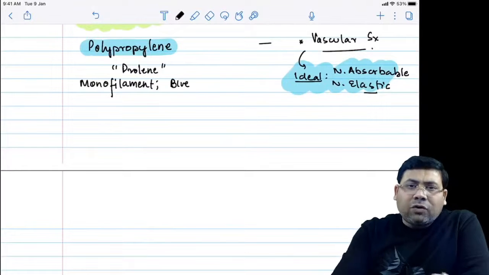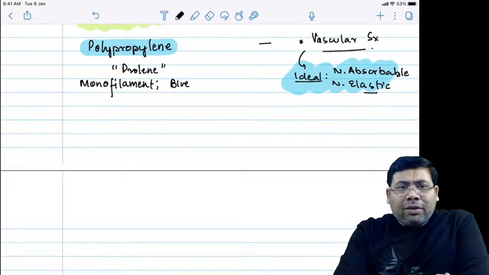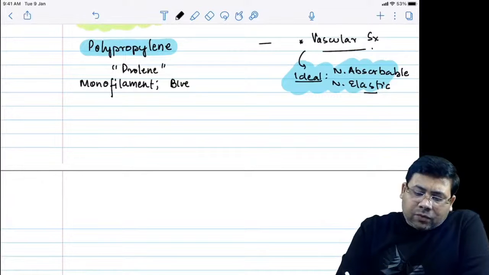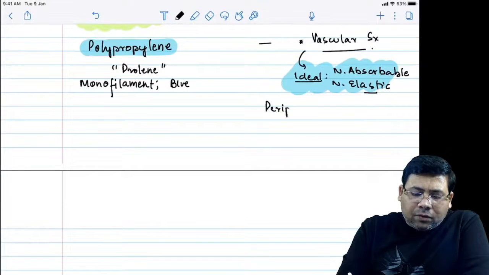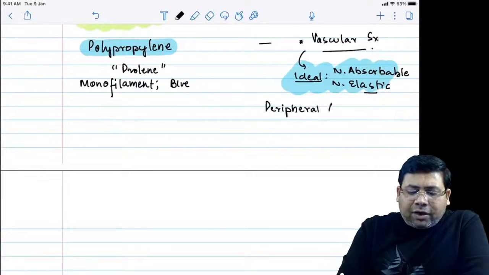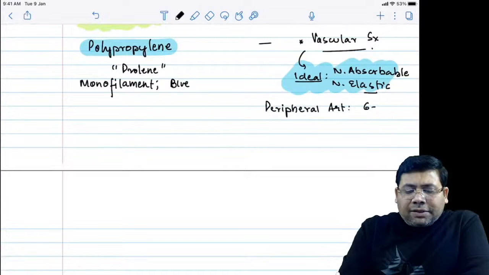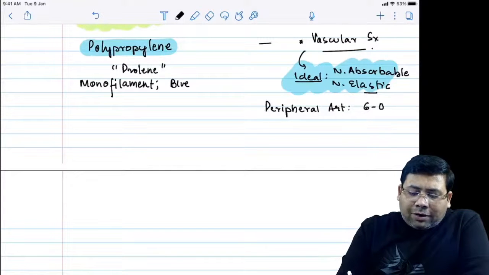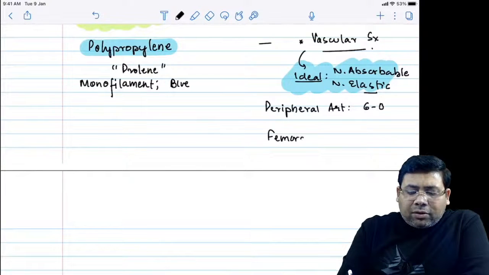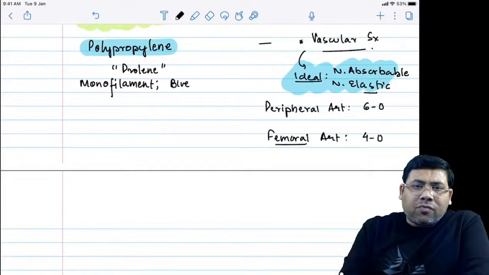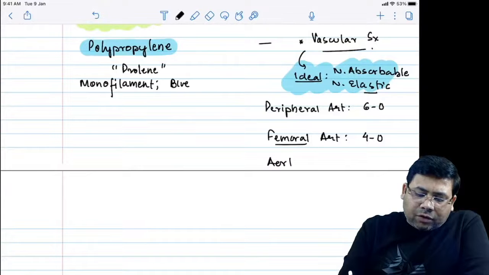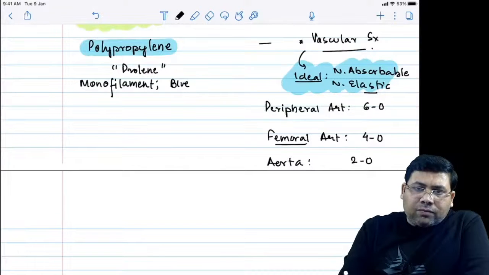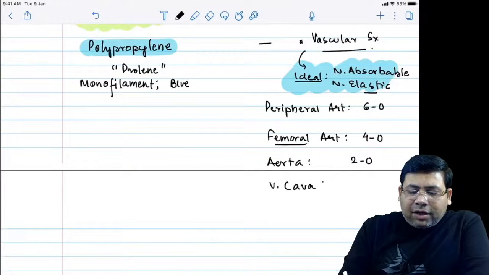Next, when you're talking about vascular surgery, there are a lot of repairs we do. For peripheral arteries, we require 6-0. For arteries of femoral artery caliber, we require 4-0. For aorta caliber vessels, we require 2-0. For vena cava, we require 5-0 to 6-0.